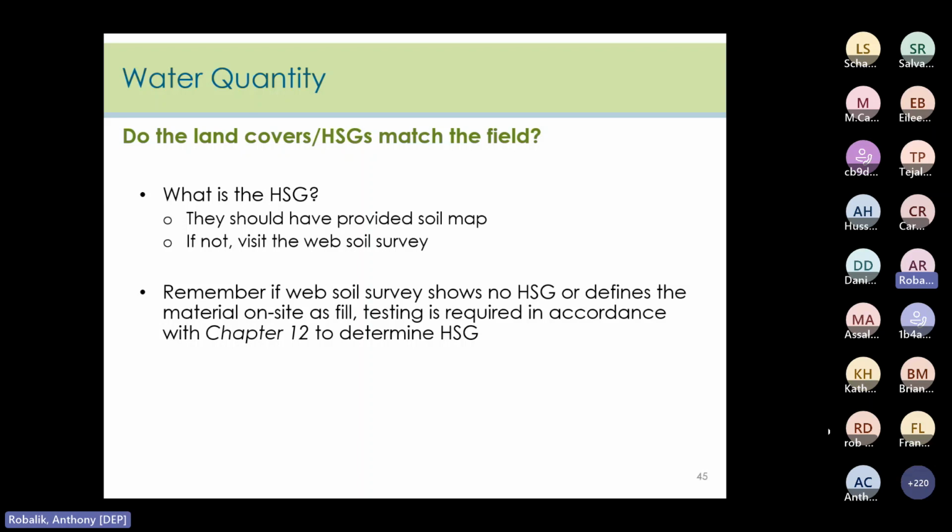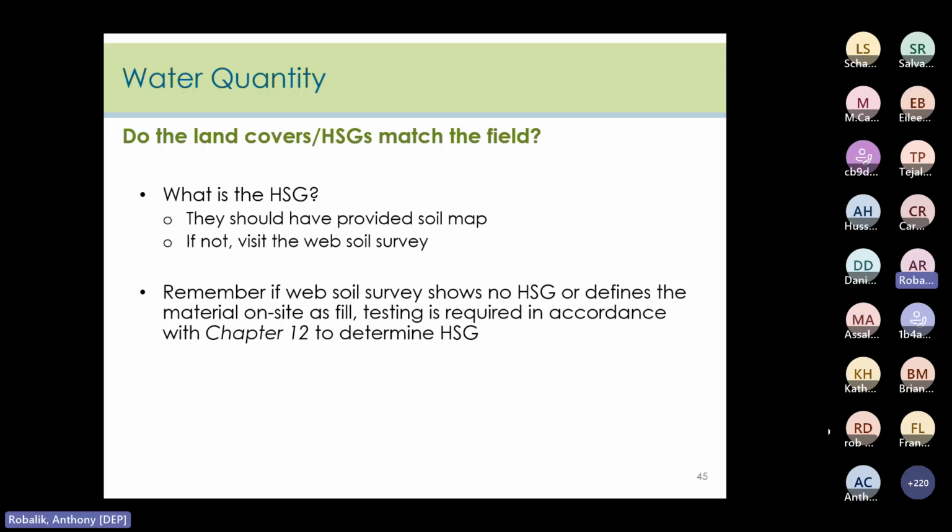One thing to keep in mind, though, if you're looking at a situation where there's no HSG, or maybe it says something like on-site investigations required because the material is fill, then you really need to make them do the investigation on site. You can't just accept an assumption like if it's urban land, it must be HSG D. That's not true at all. It depends on where the fill came from. That influences the kind of HSG that the fill ends up having.